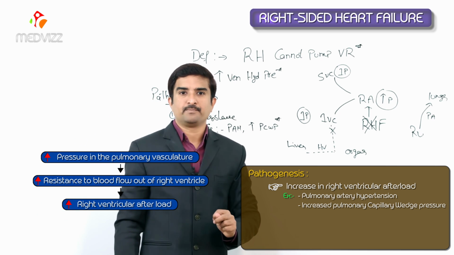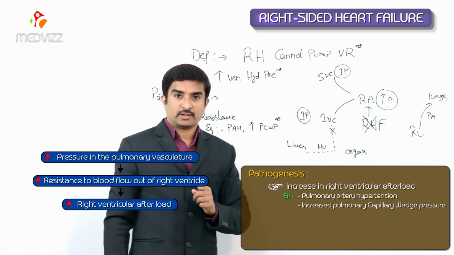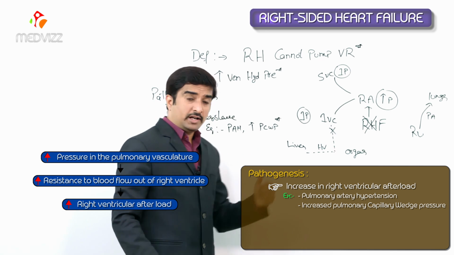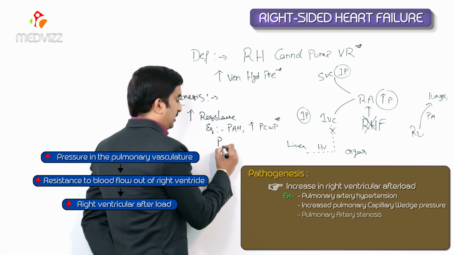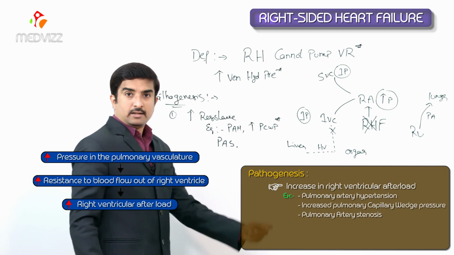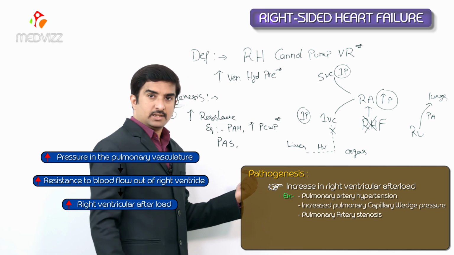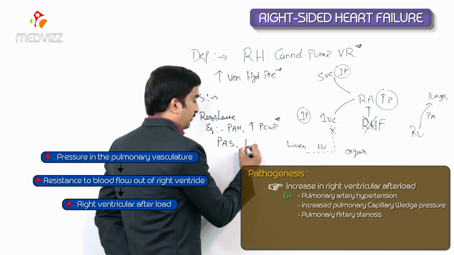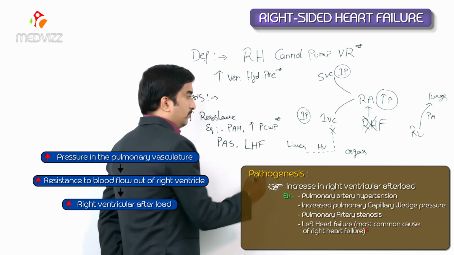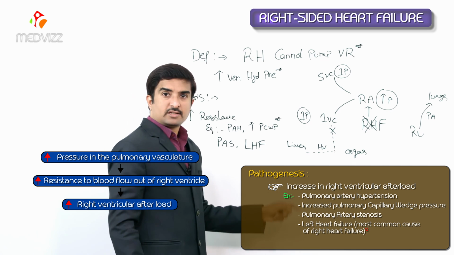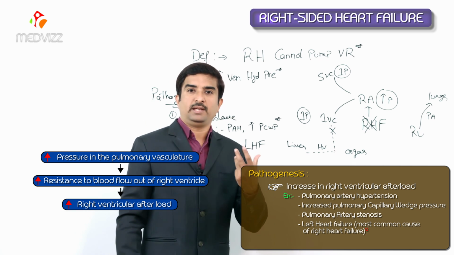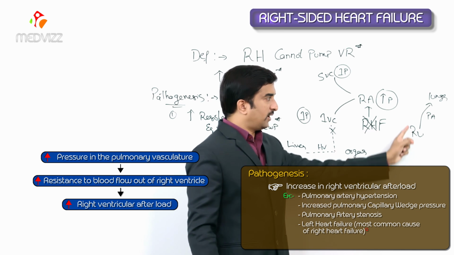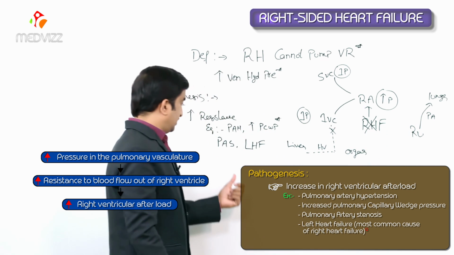This is one mechanism. So, the best examples for this will be pulmonary artery hypertension, or it may also be because of pulmonary artery stenosis. I am writing it in short forms. I hope you concentrate on what exactly I am saying over here. There may also be left heart failure, because left heart failure causes pulmonary congestion. Whenever there is pulmonary congestion, there will be increased resistance for the outflow of the blood from the right ventricle into the lungs. So, that is the reason left heart failure.